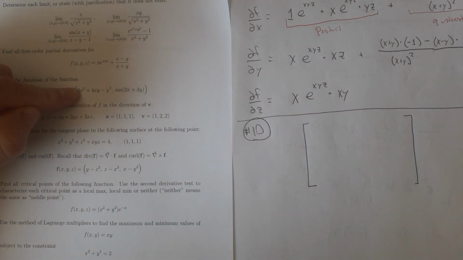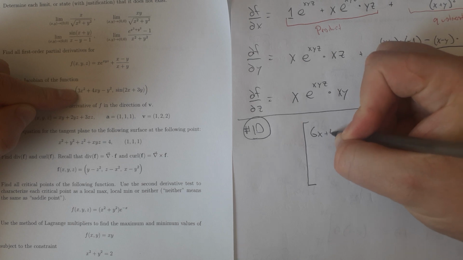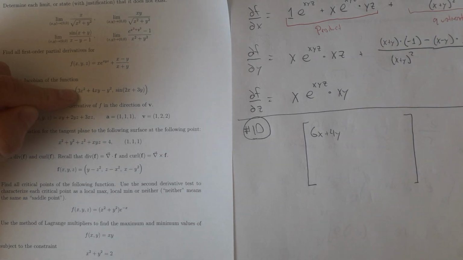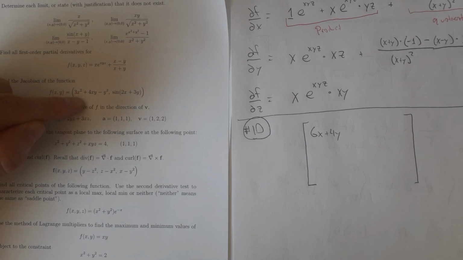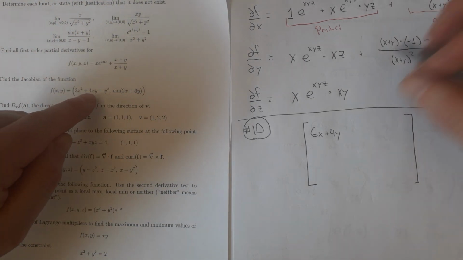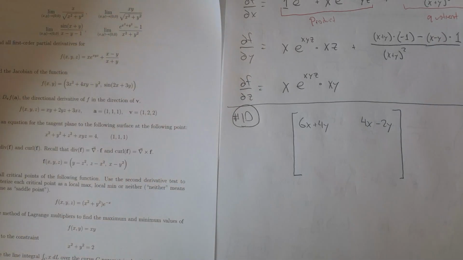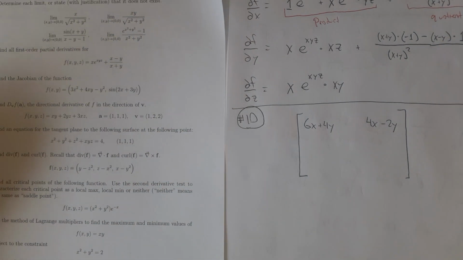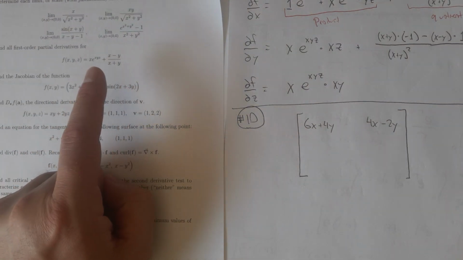Partial of the first thing with respect to x is 6x plus 4y. Partial of the first thing with respect to y is, okay, this goes away, 4x minus 2y. Okay, I'm done taking partials of this. Let's do partials of this.